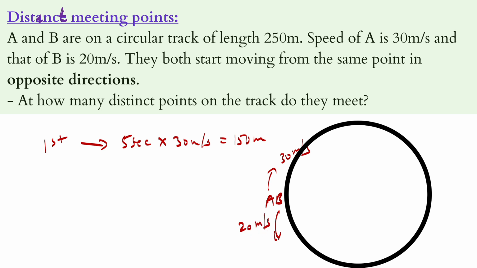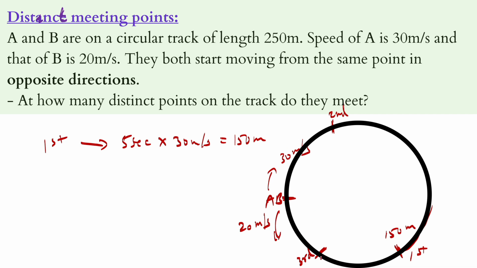The question says that from here to here, let's say from the starting point to here, this is 150 meters. So this is the first distinct point where they meet, right? Now the second one is from here another 150 meters, that means from here to here. So this will be the second meeting point, right? Then where is the third meeting point? From the second meeting point, plus one more 150 meters. So this will be around here. This is the third meeting point, right?